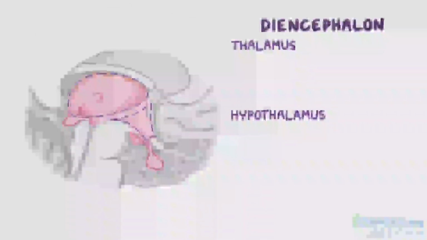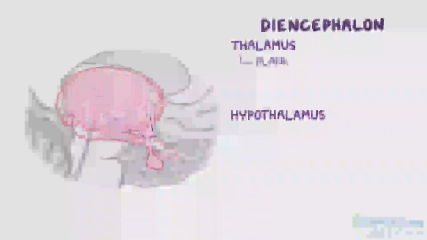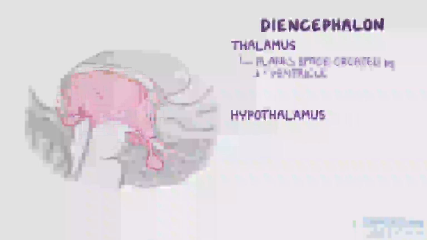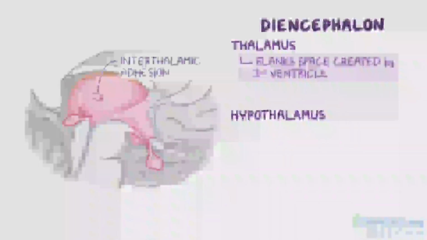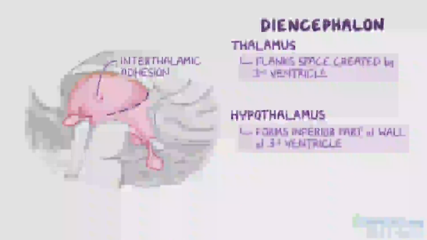The two major parts of the diencephalon are the thalamus, which lies more dorsally, and the hypothalamus, which lies more ventrally. There are actually two thalami, one on each side, flanking the lateral aspect of the space created by the third ventricle. Between the left and right thalami, there's a bridge of gray matter that connects them, called the interthalamic adhesion, or connection. The hypothalamus forms the inferior part of the lateral wall and the floor of the third ventricle. Between the thalamus and the hypothalamus, there's the hypothalamic sulcus, which separates them.